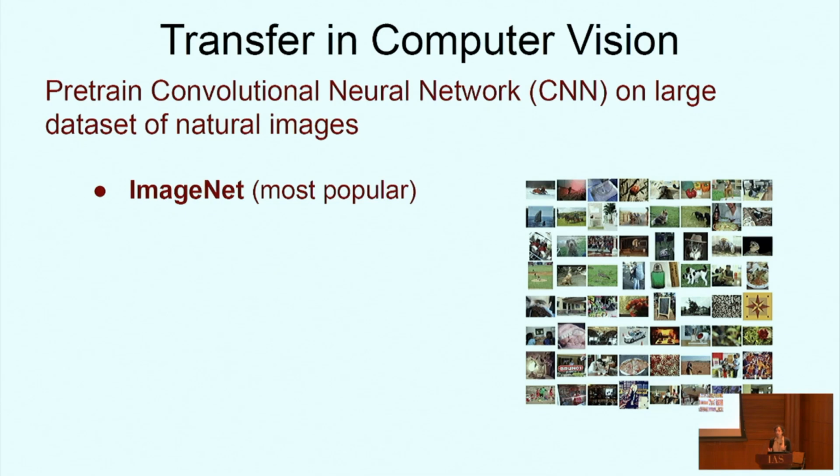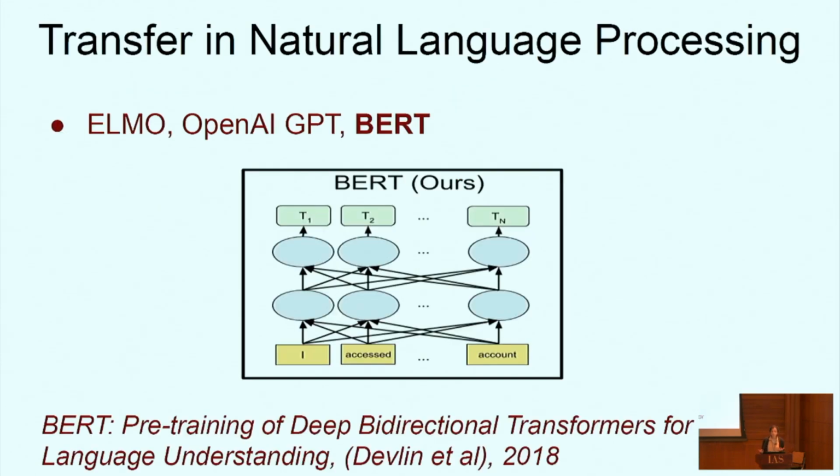So this simple paradigm has been extremely successful, especially in computer vision, where it's now standard to pre-train convolutional neural networks on large data sets of natural images, with ImageNet being the most popular example. And then most recently, as we saw in an earlier talk, transfer learning has also become very popular in problems in natural language processing, particularly thanks to a very influential paper called BERT.